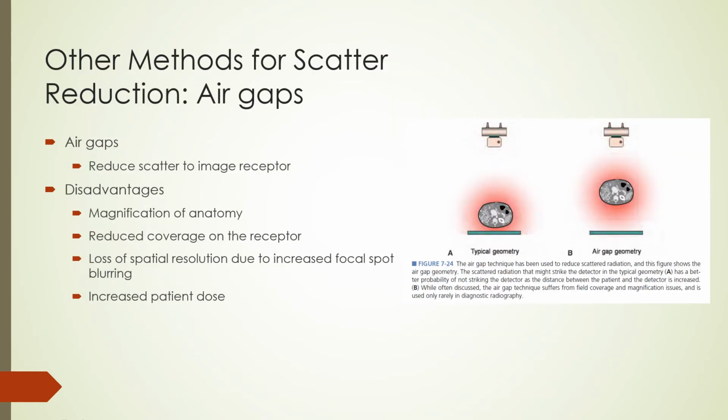There are other methods of reducing scatter in an image. By moving the patient away from the image receptor, an air gap is created that reduces scattered radiation to the image receptor. Increasing the air gap distance also has the undesirable effect of increasing the magnification of the patient's anatomy. These figures show the effect of increasing patient distance from the image receptor. Other disadvantages are reduced coverage on the image receptor and loss of spatial resolution due to increased focal spot blurring. There is also increased patient dose as the patient is moved closer to the X-ray source.